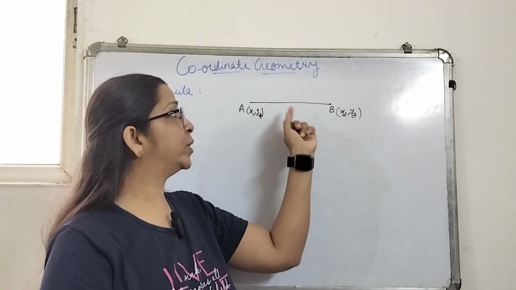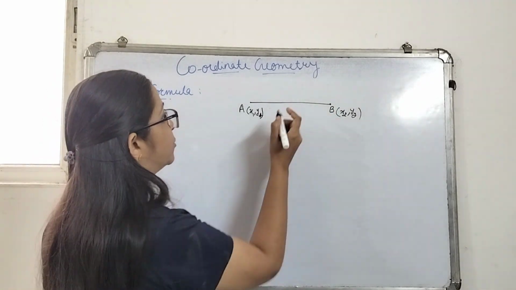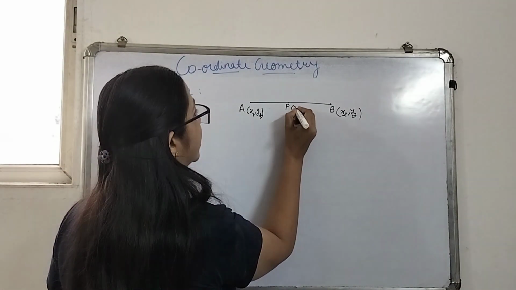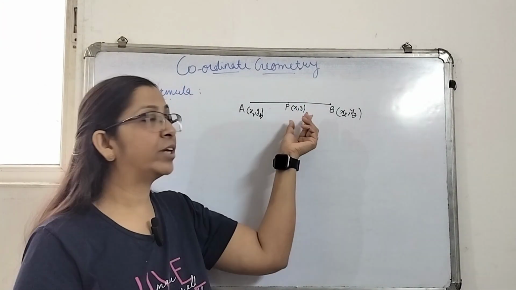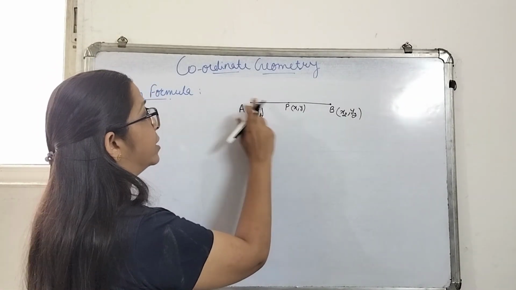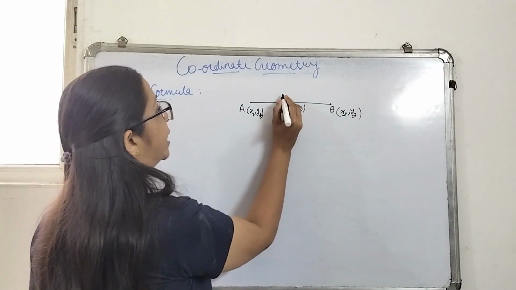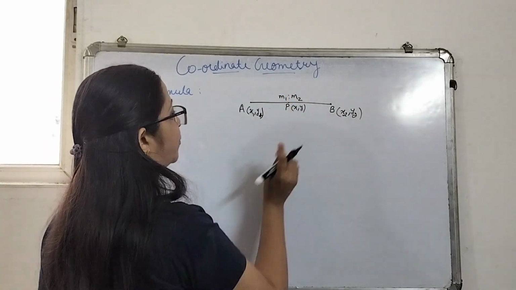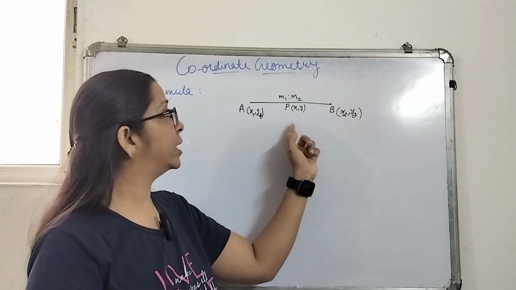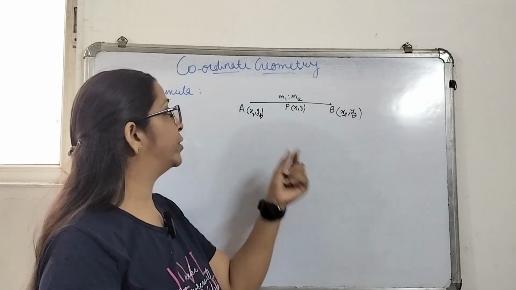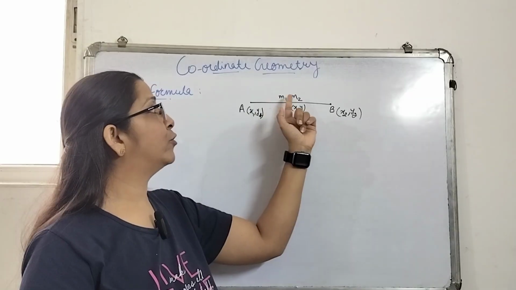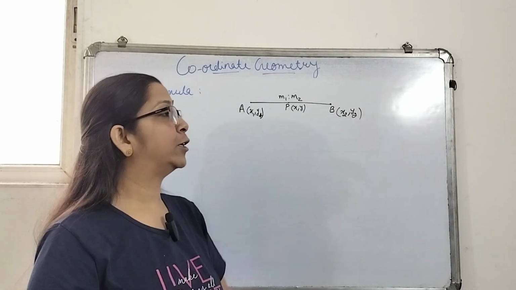And there is a point anywhere between these two. Suppose this point is your point P and its coordinates are x, y, which we don't know. We have to find the values of x and y. Suppose this point P is dividing the line segment AB in the ratio m1 is to m2. If we know the values of x1, y1, x2, y2, and m1 and m2, then we can find the value of x, y.